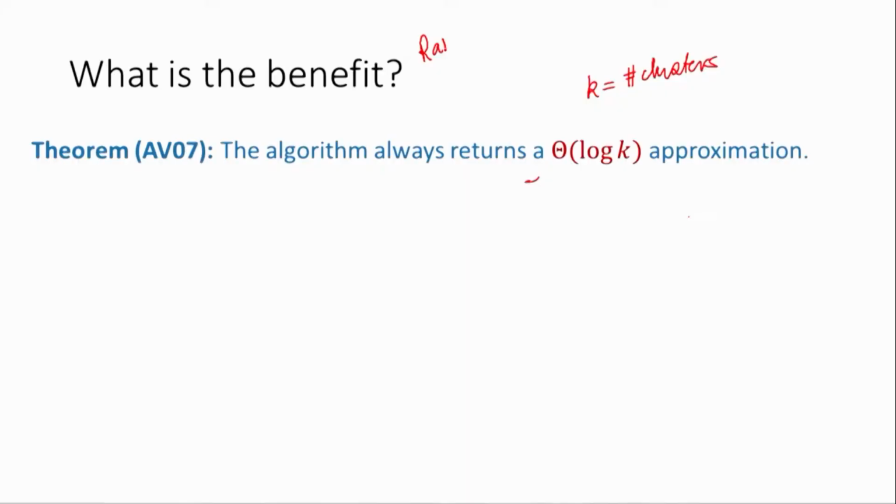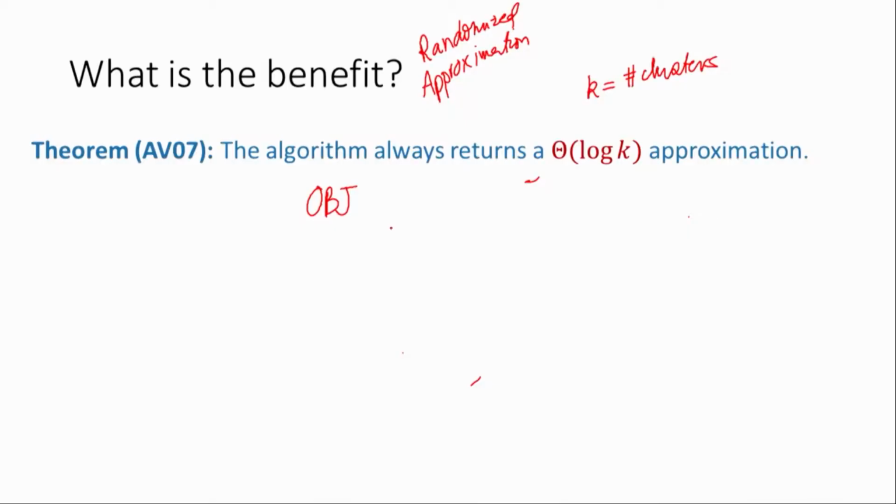You might not have studied an approximation algorithm before. I've thrown a lot of things at you. This is a randomized algorithm. This is an approximation algorithm. So what is an approximation algorithm? Suppose you have an objective function that you optimize, and suppose the optimum value is opt, and you're trying to minimize this.